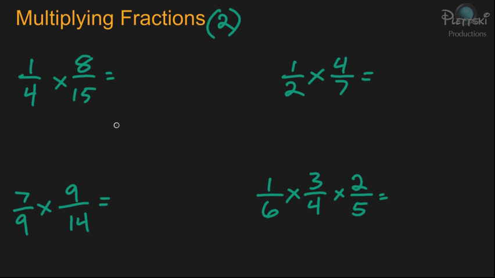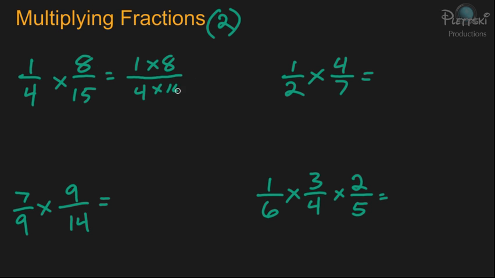Okay, let's do some examples of multiplying fractions. In all of these examples you'll be able to simplify before you multiply, and it should save you a little bit of time. So you have 1/4 times 8/15, and you can rewrite that as 1 times 8 over 4 times 15.